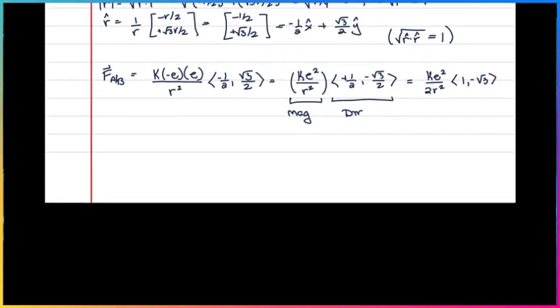Which again is giving you the same direction, of course, but 1, comma, negative root 3 is not a unit vector. Though of course this is the same thing, right? I just yanked out that 1/2. Or if I want to write it all together, that's k e squared over 2 r squared in the x direction, negative k e squared root 3 over 2 r squared in the y direction.